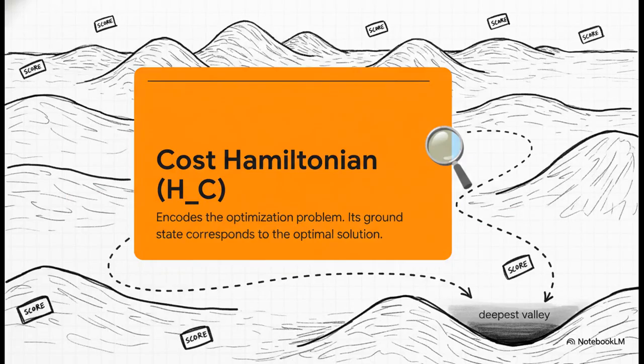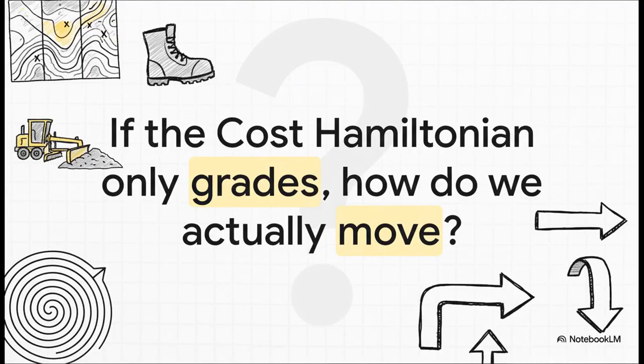So the cost Hamiltonian, our grader, basically takes the entire problem and turns it into this huge, sprawling landscape. Think of it like a mountain range. The best solutions are the lowest, deepest valleys, and the worst solutions are the highest, rockiest peaks. The grader's only job is to create this map and label every single point with an elevation. Okay, but here's the million-dollar question, right? Having a perfect map is great, but if you can't actually take a single step, you're not going anywhere. If all we have is the grader, how do we actually explore this landscape?